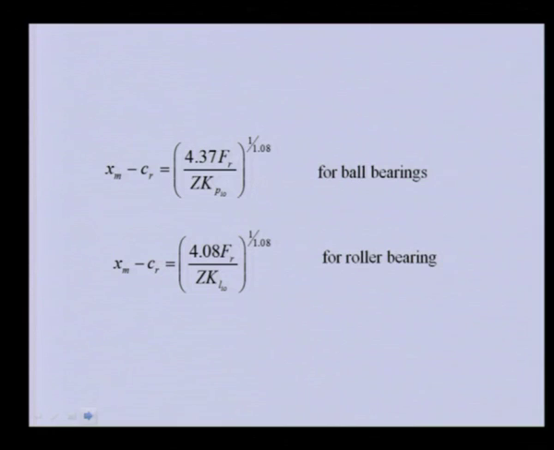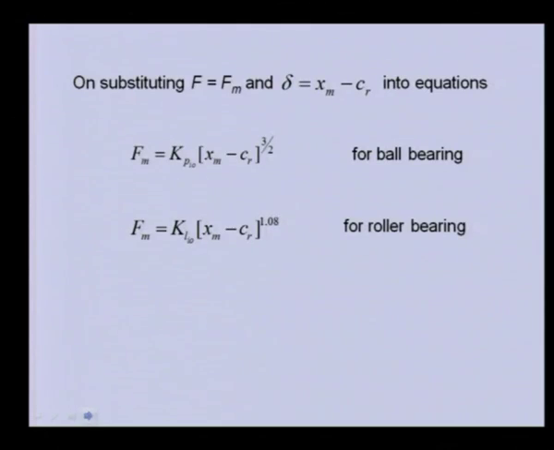So for ball bearing, in place of Fm, we have substituted 4.37 Fr by Z in the previous relations. Similarly for the roller bearing. And now, for a particular load Fm, the deformation of the roller which is just below the radial direction of the external load is given by this, and they are related by Hertzian relations like this for ball bearing and roller bearing. This is for one particular ball or roller.